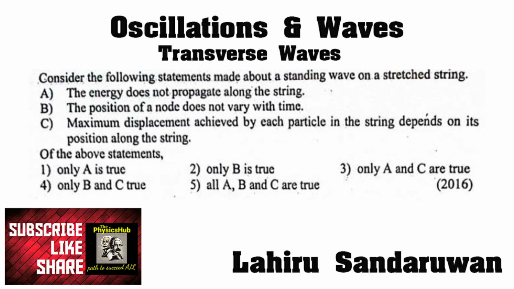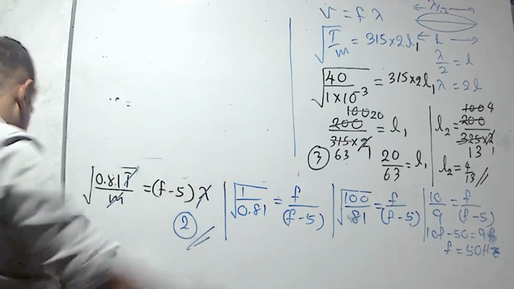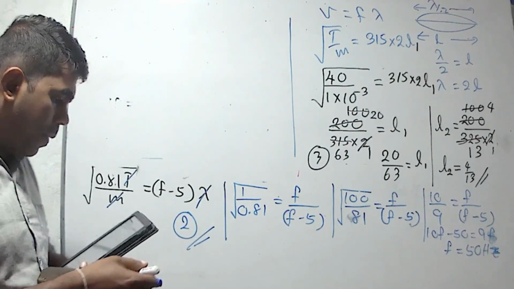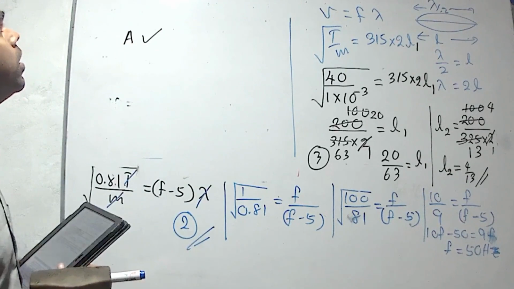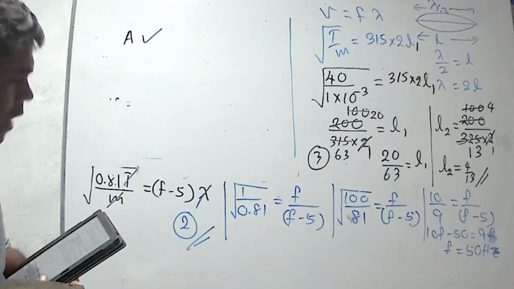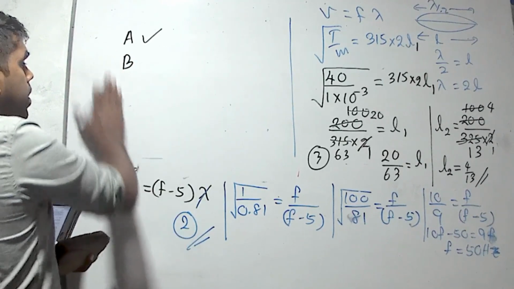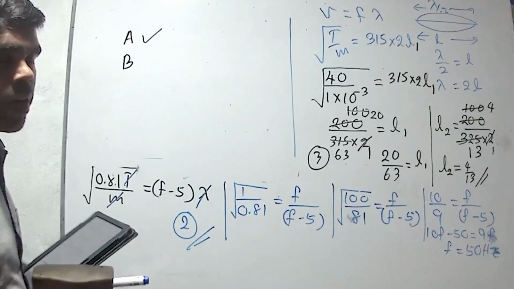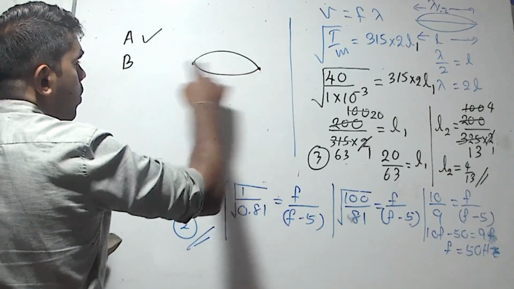Consider the following statements made about a standing wave on a stretched string. Statement A: The energy does not propagate along the string. Yes, it is correct. For a standing wave, energy is not propagating. B: The position of a node does not vary with time. Yes. It is always a constant point, not moving along the string. When considering the fundamental, the node is always at the 2 ends.